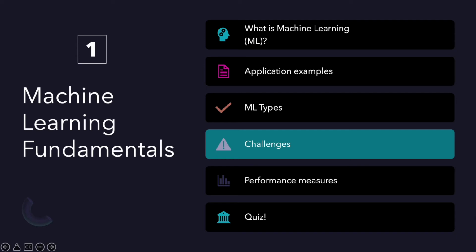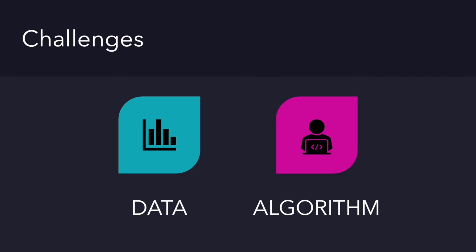We will see machine learning challenges and the possible solutions for them. So let's start. I will explain these challenges under two titles, data and algorithm, because some of them are directly related with data but others are related with algorithm or design. So let's start with data-related challenges.